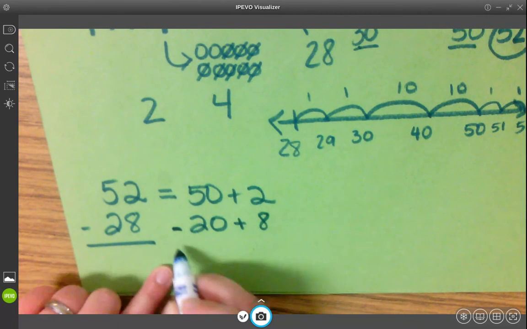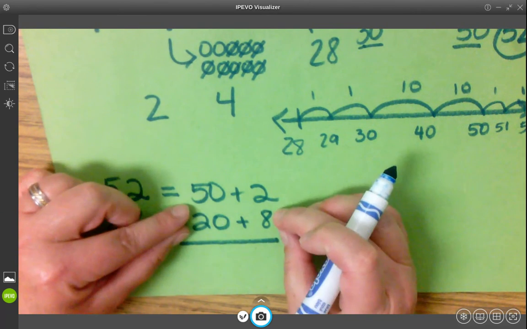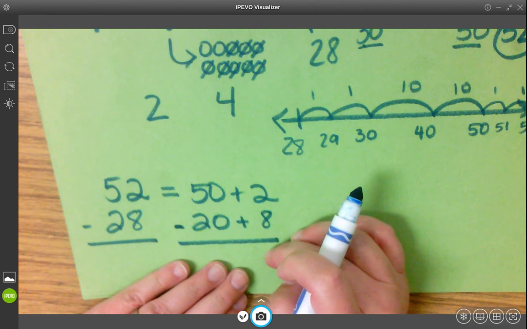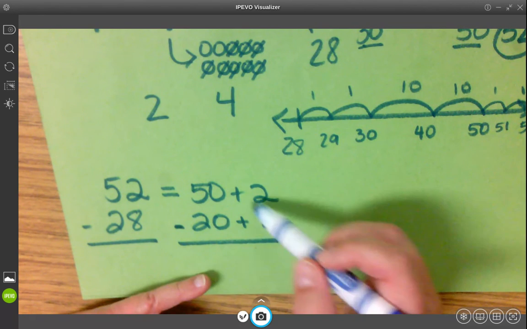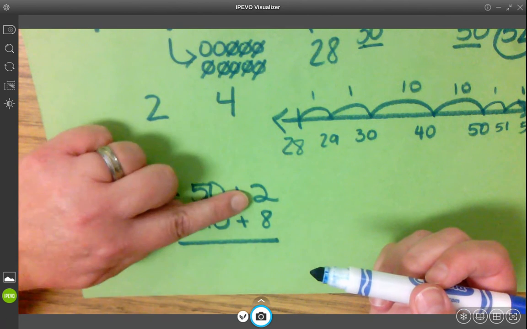This is still a subtraction problem. The addition just goes with building the number. It doesn't have anything to do with you being supposed to add these problems. Okay. And again, this is new for them. We started this week.